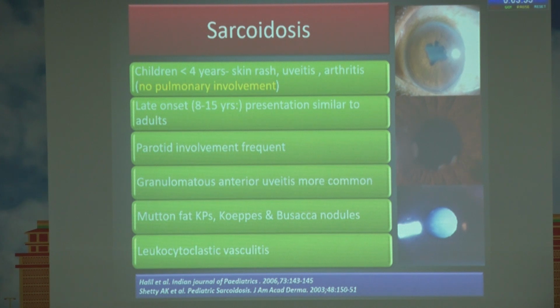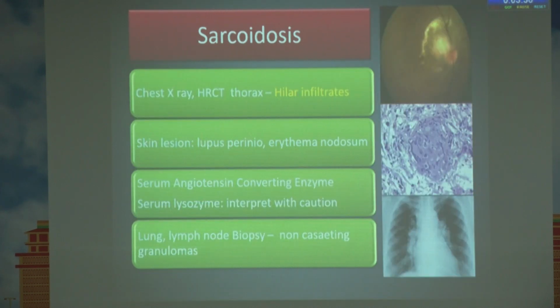Parotid involvement is more frequently seen in kids than in adults, and the most common presentation of sarcoid uveitis in kids is granulomatous anterior uveitis. One thing that we have to consider while evaluating these patients is that leukocytoclastic vasculitis is more common in kids than in adults. While evaluating the investigation reports, serum ACE and lysozyme titers should be interpreted very cautiously because they can be falsely elevated. In kids, they are higher on the side. In cases of diagnostic dilemma, it is better to go for a lung or lymph node biopsy.